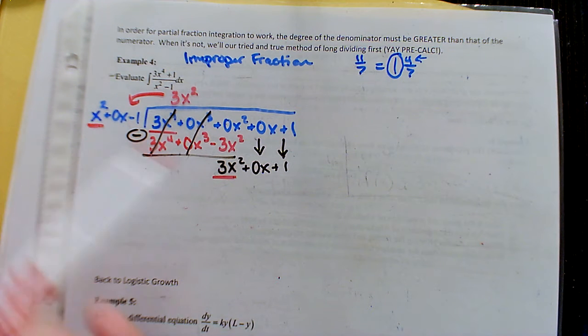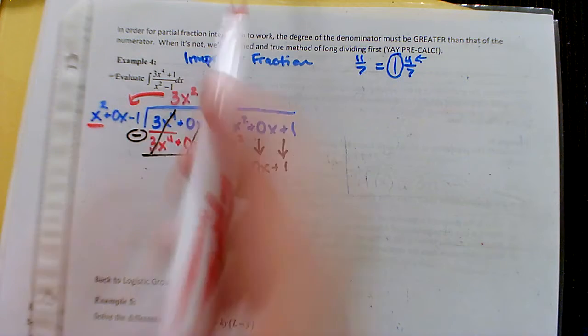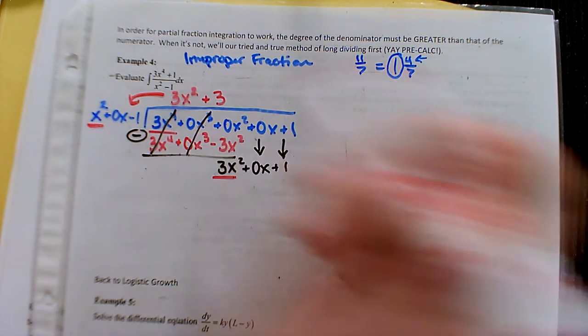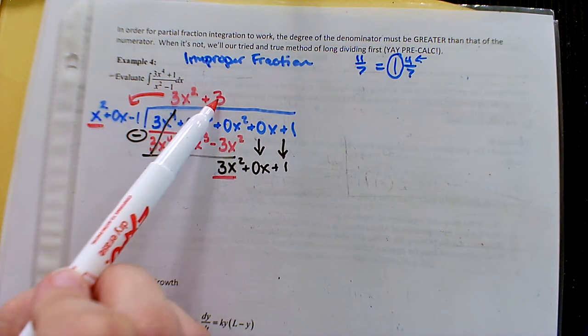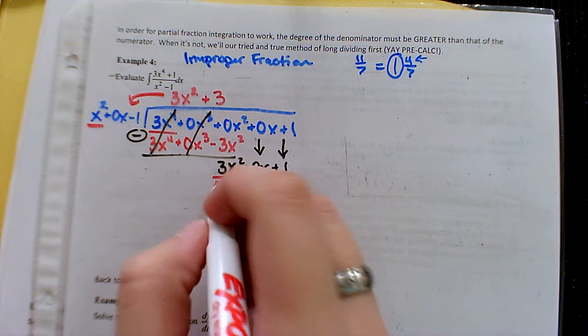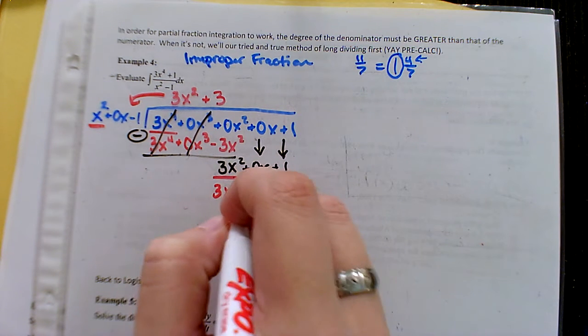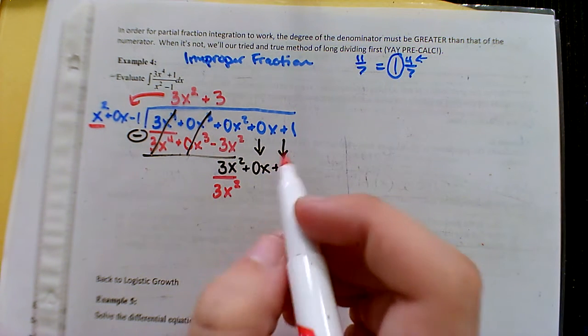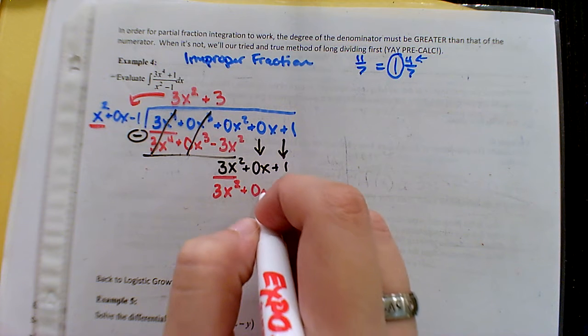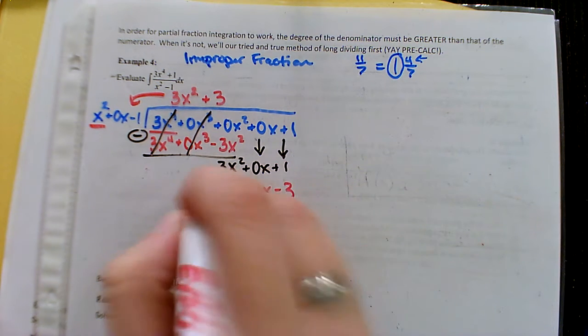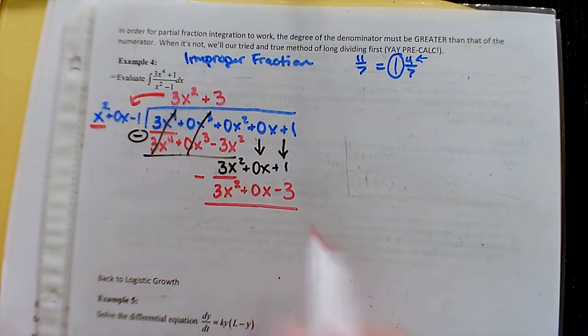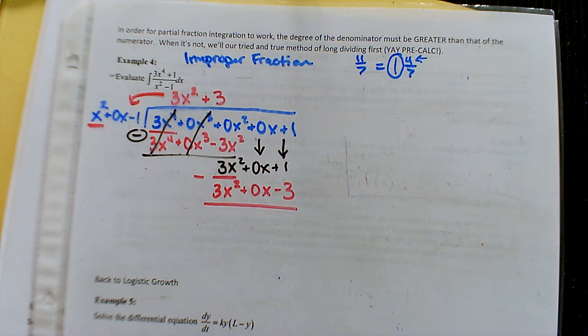So let's repeat the process. What can you multiply x squared by to get a 3x squared? 3, good. All right, so we multiply that into the divisor. And we're going to subtract again.